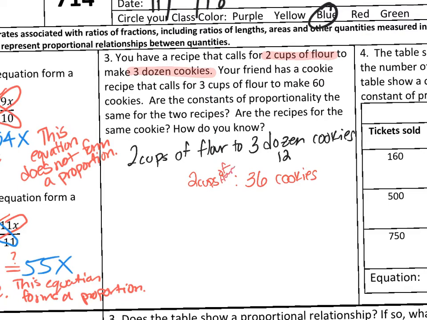Now, the question, we haven't even read the question yet, but why don't we find the unit rate? Just find the unit rate. Remember, the unit rate is the cost or the quantity for 1. So if we have 2 cups of flour, how many cookies do we have in 1 cup of flour? 1 cup.